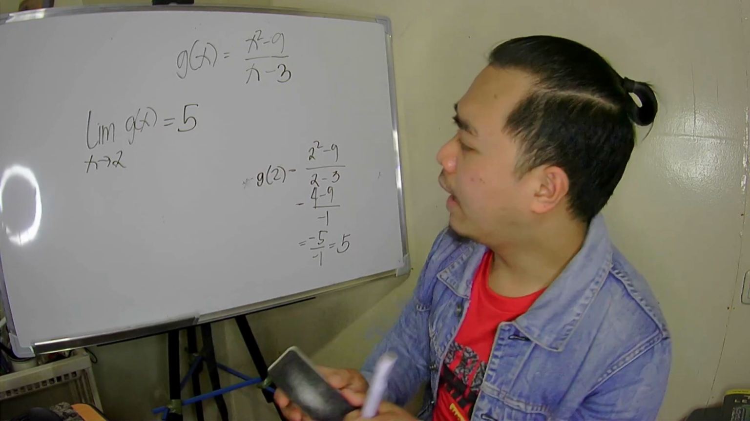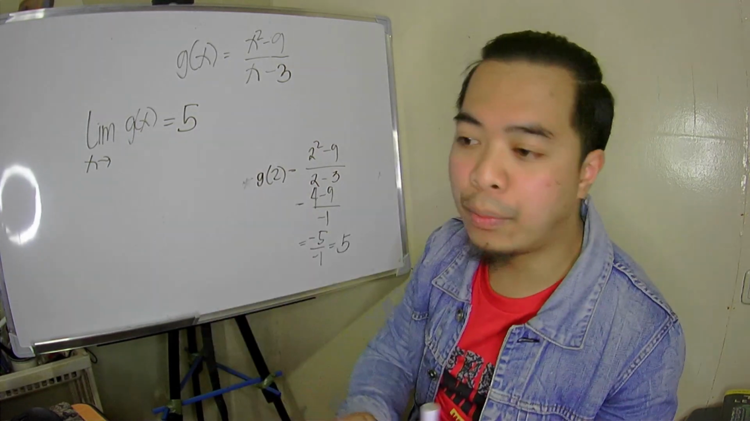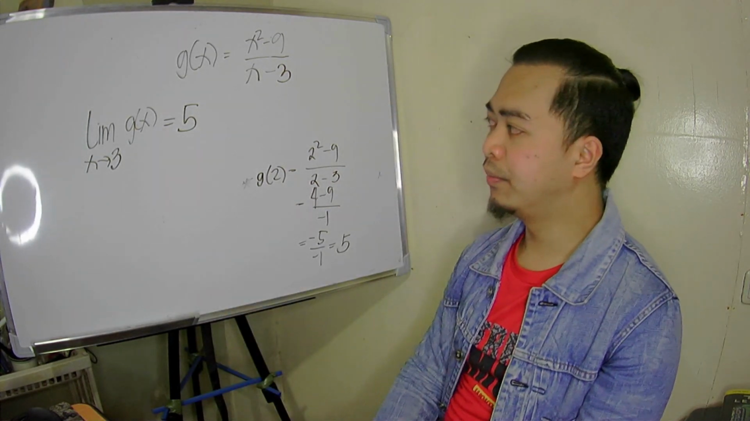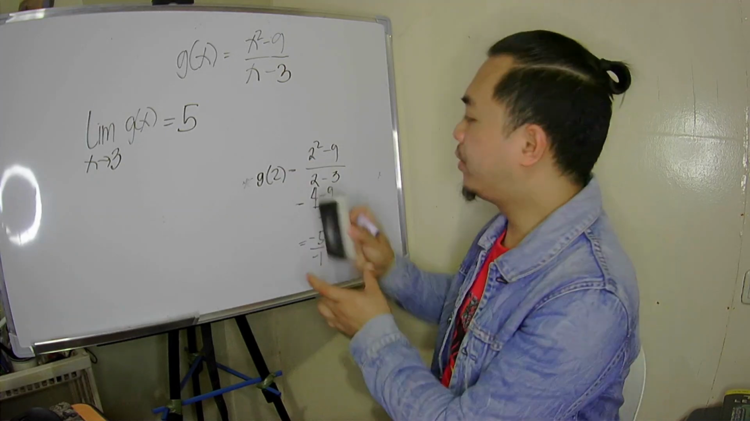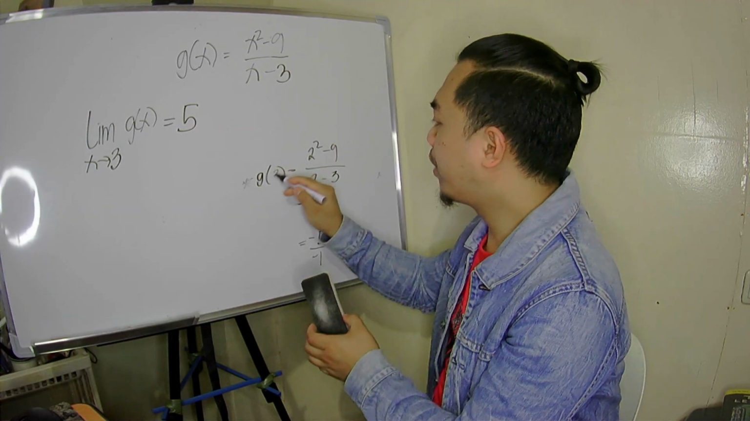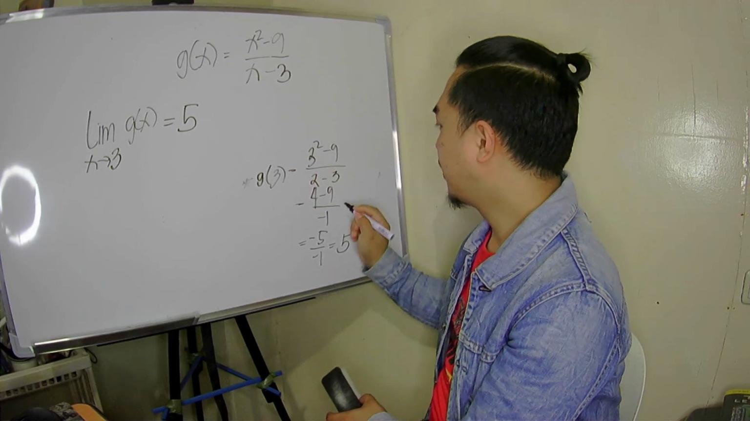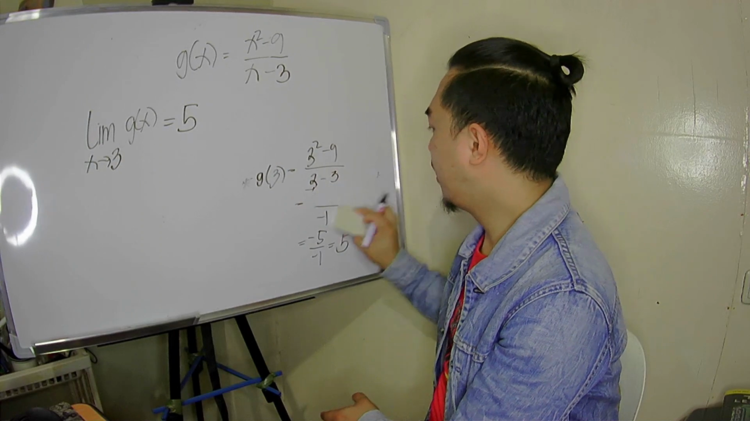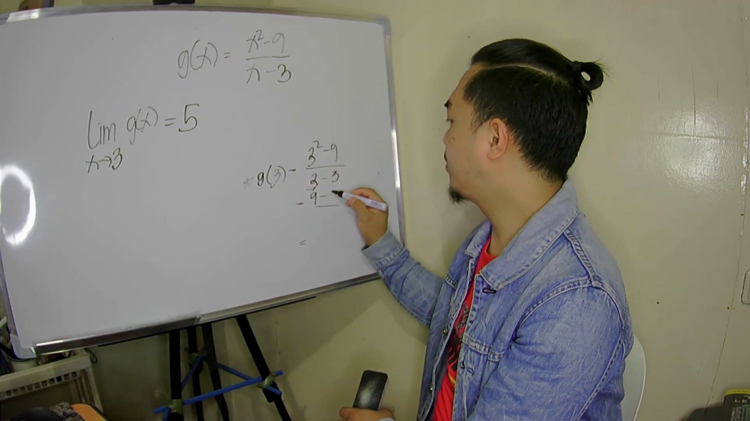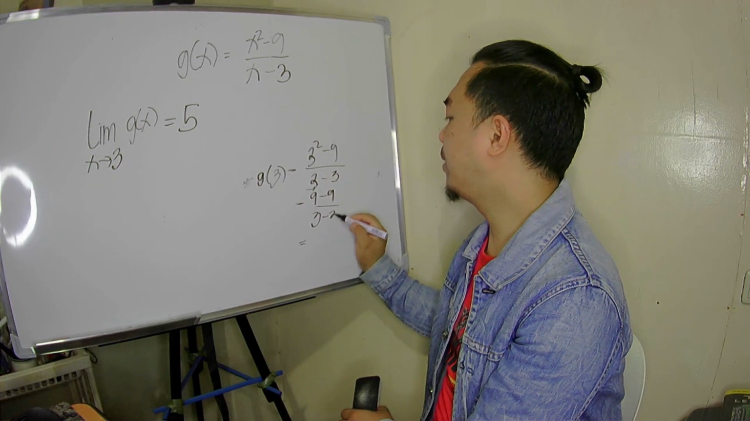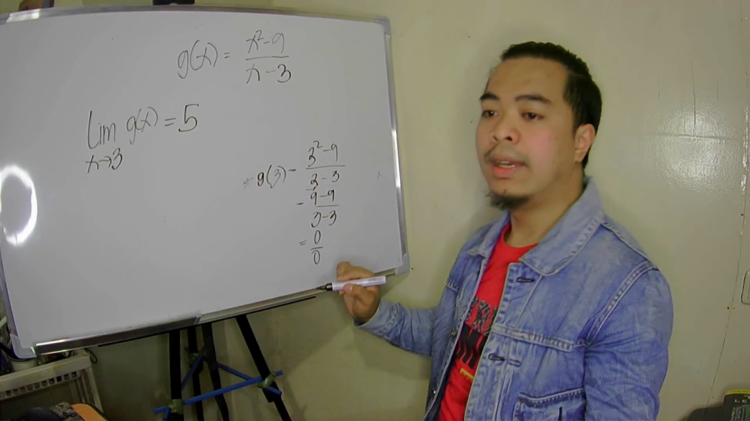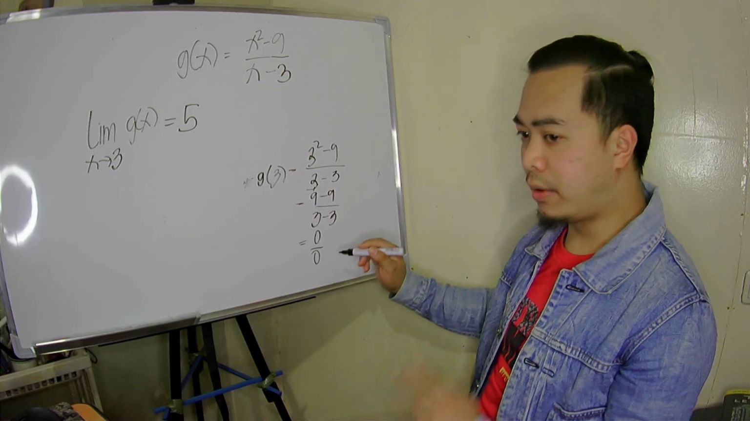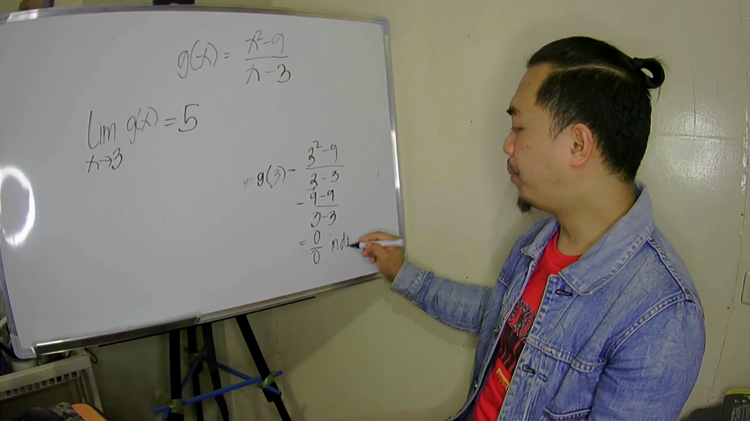Now, palitan natin, x is not approaching 2, but x is approaching 3. 3 na ngayon, hindi na 2. Subukan natin yung substitution ulit. So this is 3. Kaya 3 squared ay 9. 9 minus 9 yan. Tapos ang denominator ay 3 minus 3. We have 0 over 0. Yan na naman tayo. This is in indeterminate form. This is our first indeterminate form.